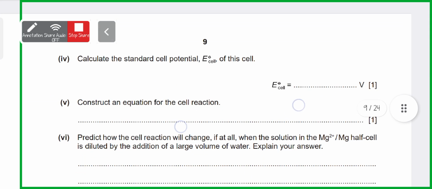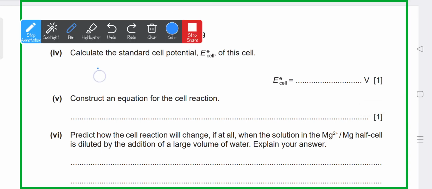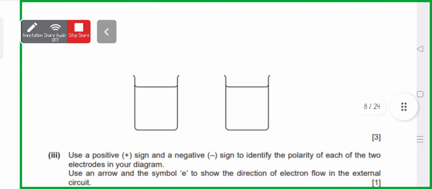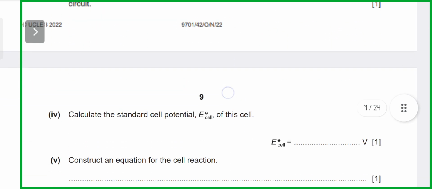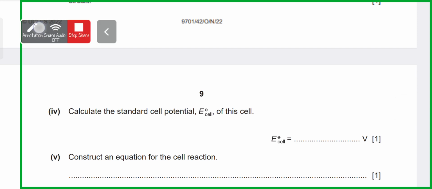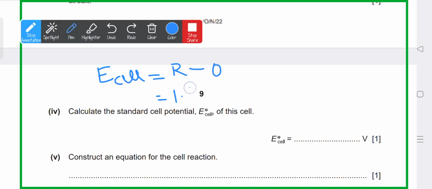The cell potential formula is simple. We have E cell, that is the reduction half cell electrode potential value minus the oxidation half cell electrode potential value. This one, for reduction, I think it was 1.5. Let me check. Yeah, 1.52 and 2.38. So we have 1.52 minus, then minus 2.38.